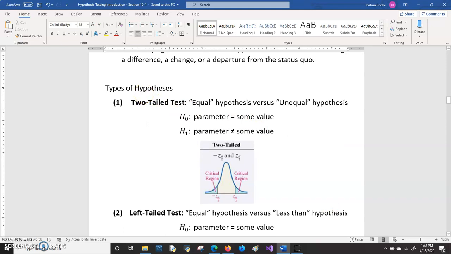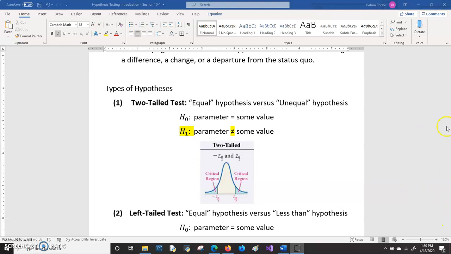When you make hypothesis statements, there are a few different kinds of hypothesis statements that can be made. One kind of hypothesis statement is called a two-tailed test. And a two-tailed test is one that involves a not equal to symbol for your alternative hypothesis. It's called a two-tailed test because the hypothesis test involves both tails of a distribution curve.